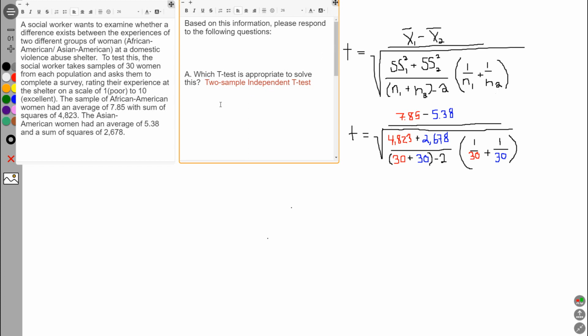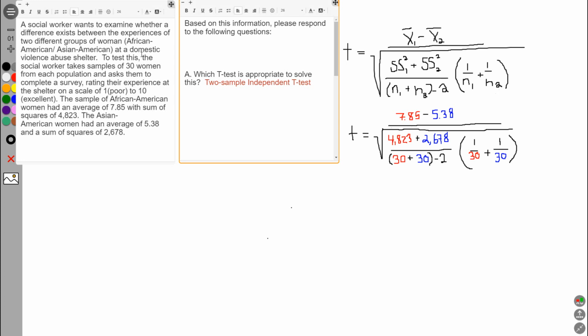The correct answer is the two-sample independent t-test, and we know this because right here we're talking about two different groups of women. Effectively, they're samples from two different populations. If I had just said we're pulling two samples from a population of women who had experienced domestic violence, that would have been more like a dependent sample. But this is, from the outset, two different groups of women. So again, we're making a distinction between the populations.